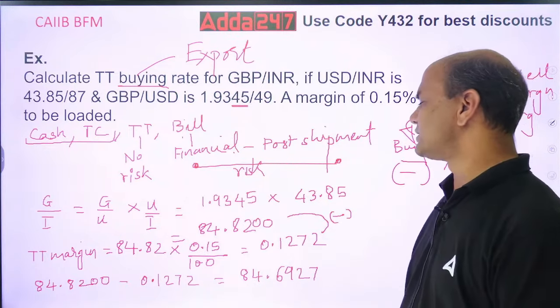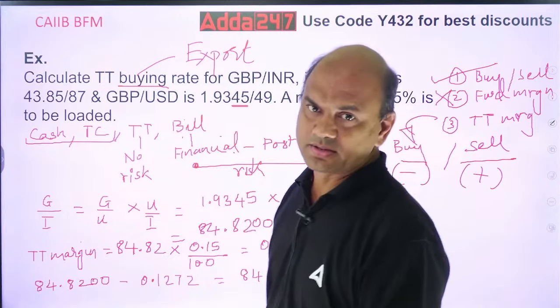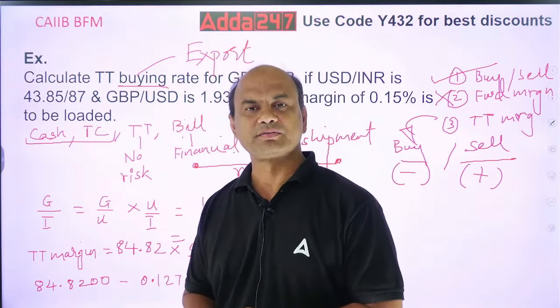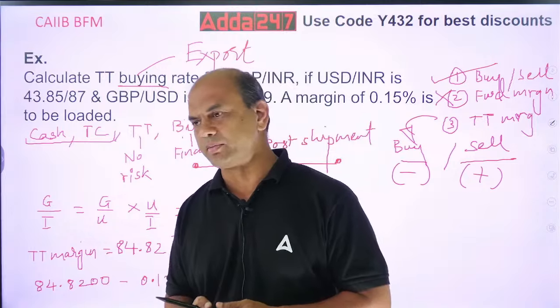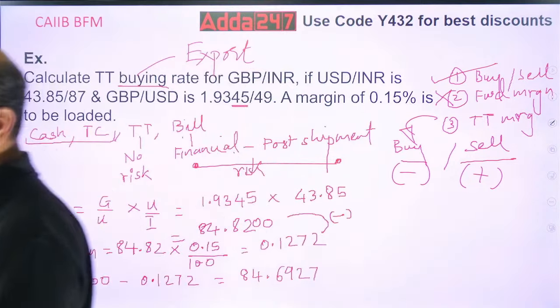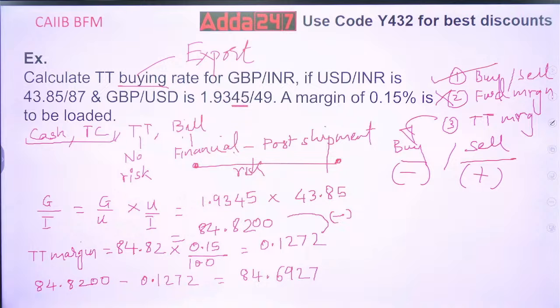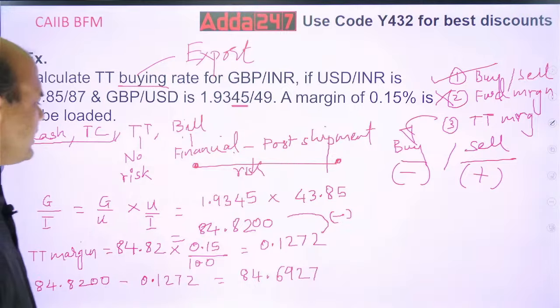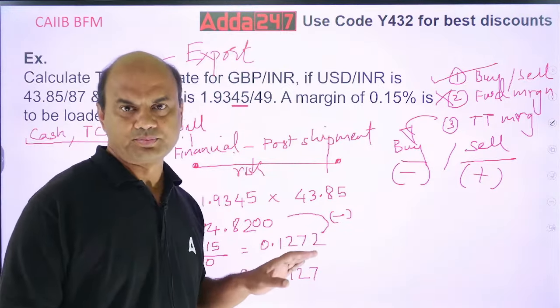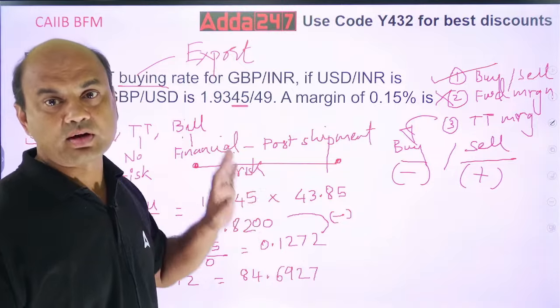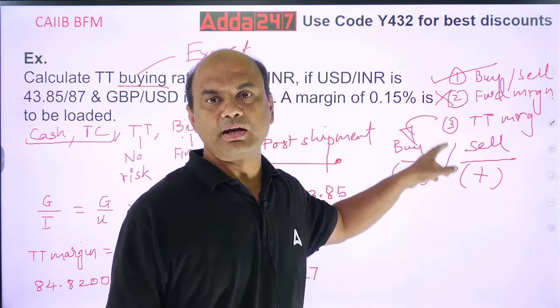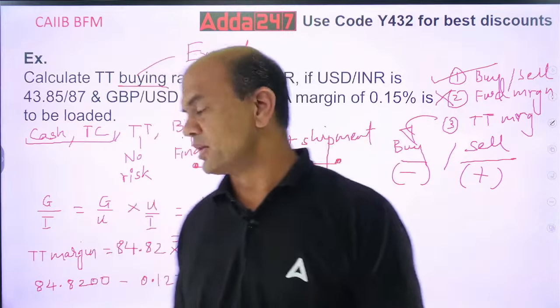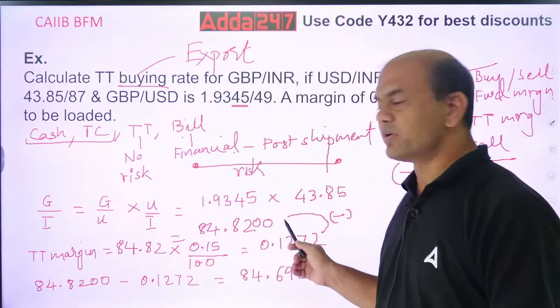Let me see how many of you get the answer. What is the answer you are getting? Everyone in the comment section. The answer you should get is 84.8200. This is your spot rate. Up till now you have got only the spot. Two steps are remaining: forward and TT.